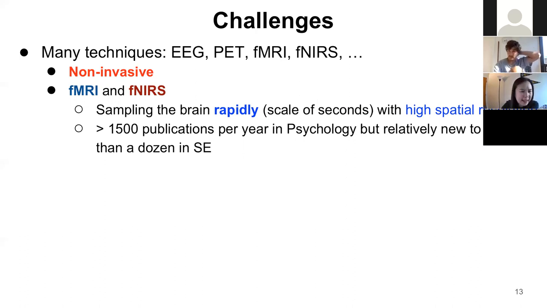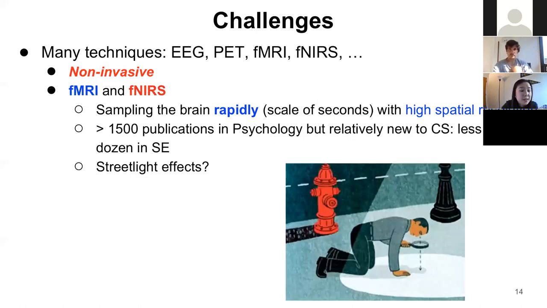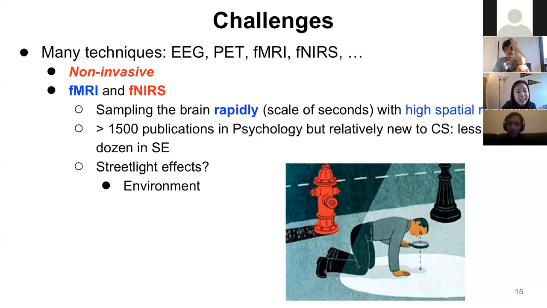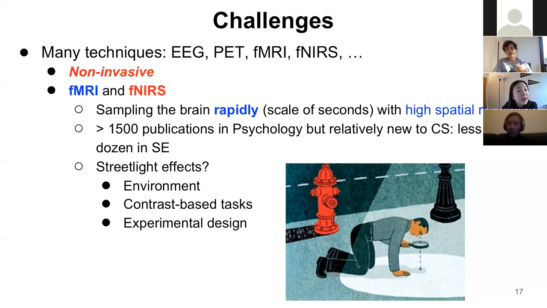So why does that happen? Well, it might be because of something called the streetlight effect. Human beings tend to search for something where it's easiest to look. It hasn't been easy and feasible for software engineering people to adapt medical imaging to study users and developers in the past. The experiment environment, for example, in fMRI, is very different from our daily working environment. So how can we mitigate the effects? That's a challenge. The nature of medical imaging requires something called contrast-based analysis, as well as a rigorously controlled experimental design in tandem with the constraints of those medical imaging measurements. So the challenge is, how can we do all of this for programming activities?